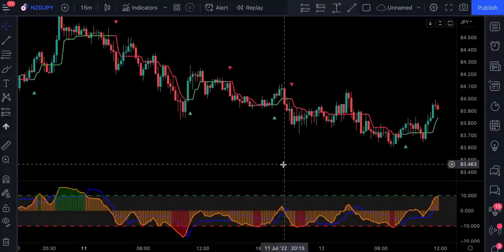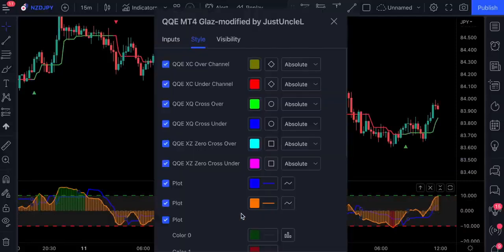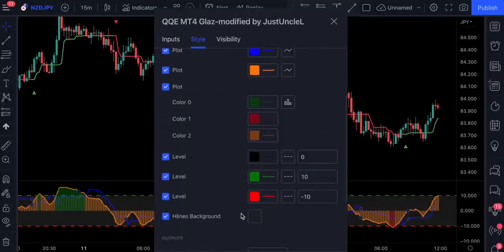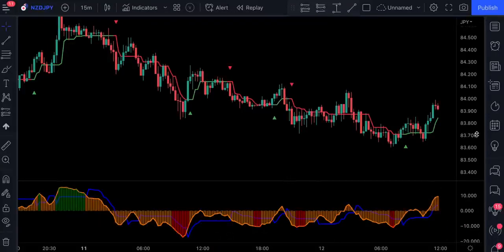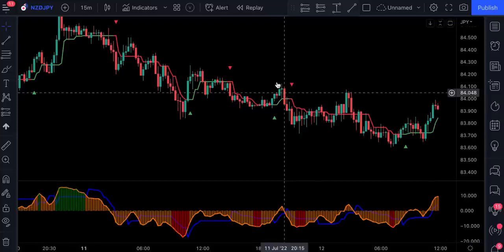And now let's access the settings on this QQE indicator and get rid of these levels. Okay, the strategy is ready. Now let's understand how these indicators work.